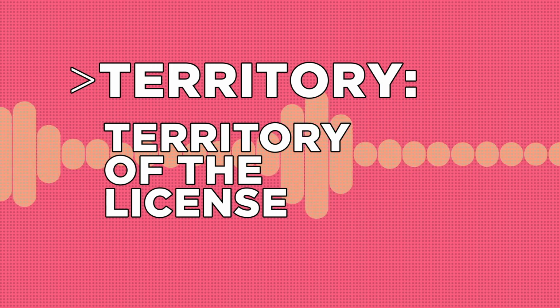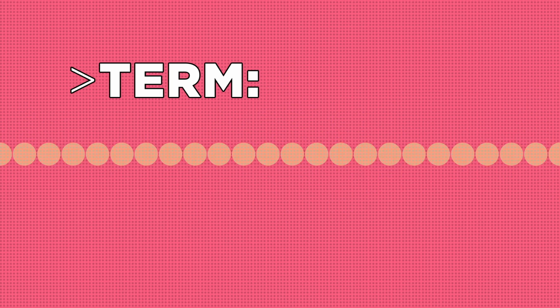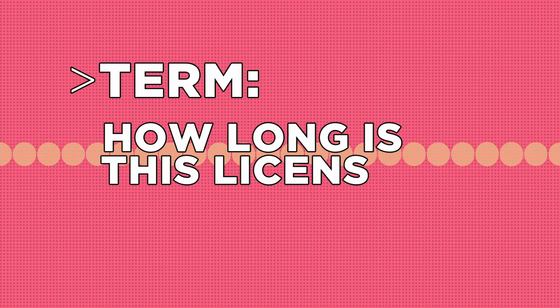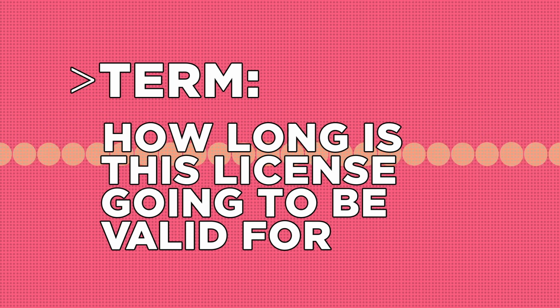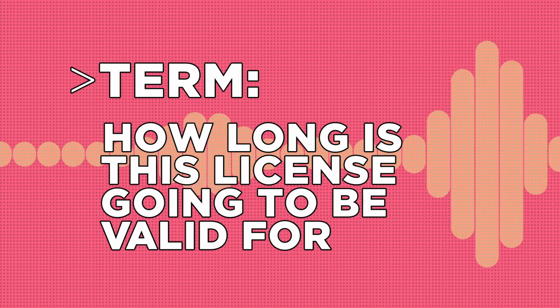This is totally normal. The next component that you're going to need to negotiate is the term. How long is this license going to be valid for? Is it going to be 13 weeks? Is it going to be 6 months, a year, or is it going to be in perpetuity? What is perpetuity? That means forever.